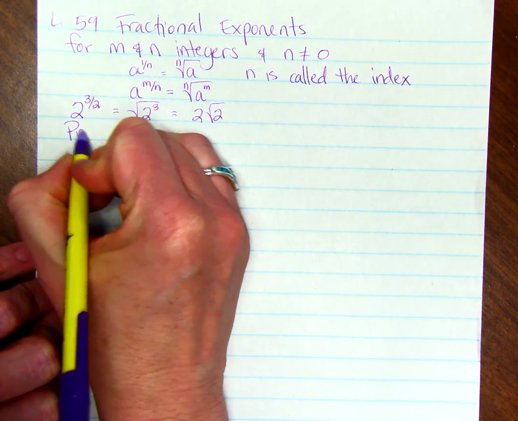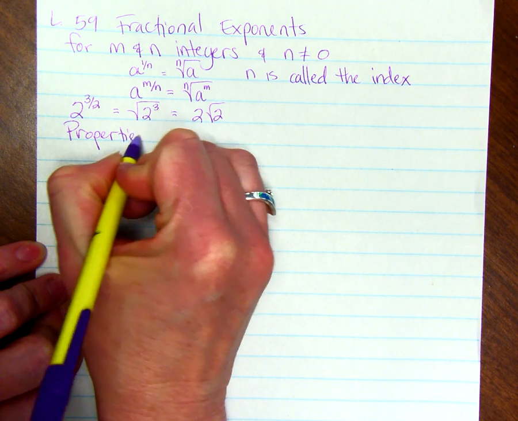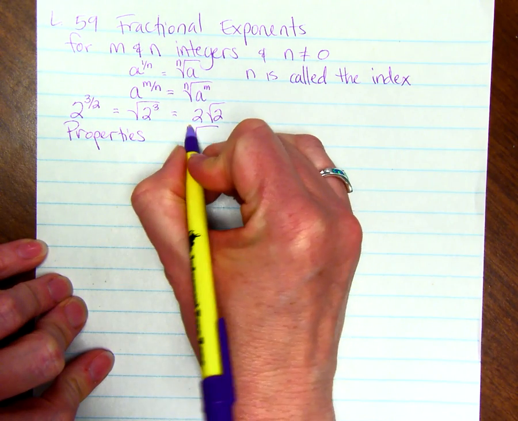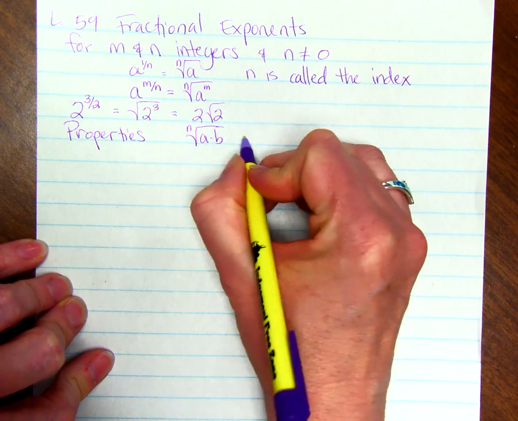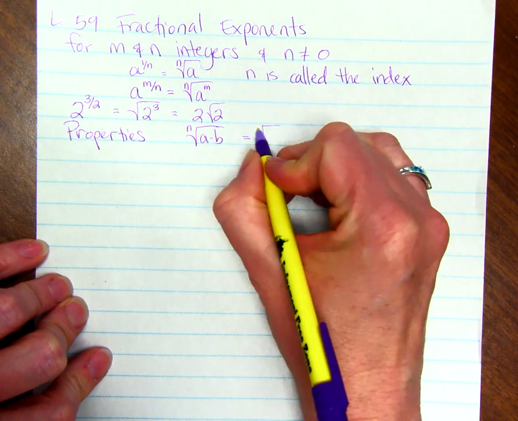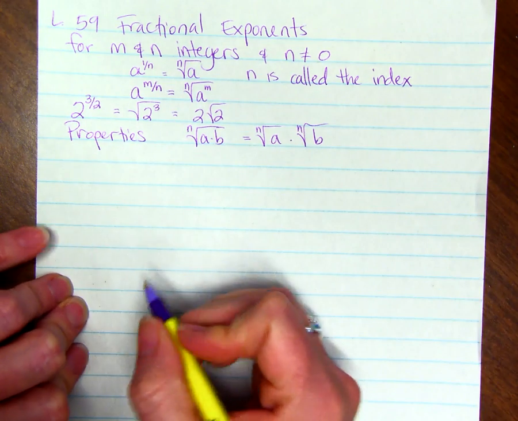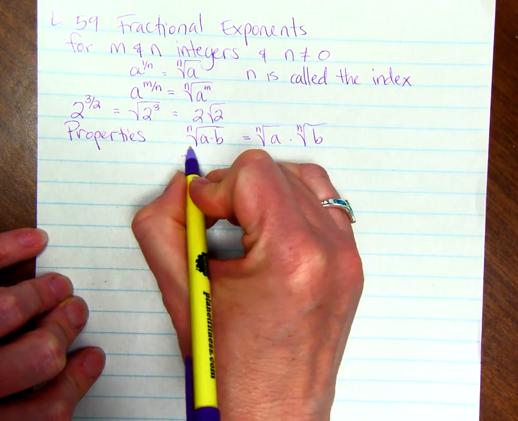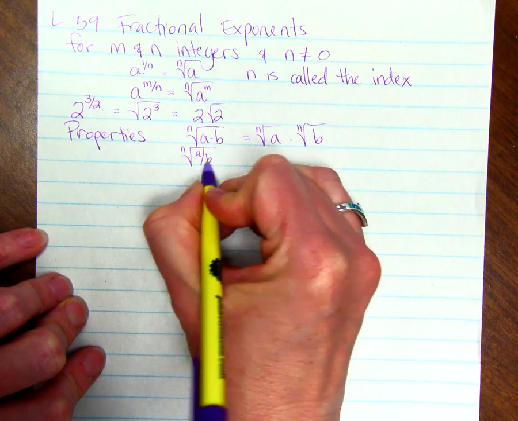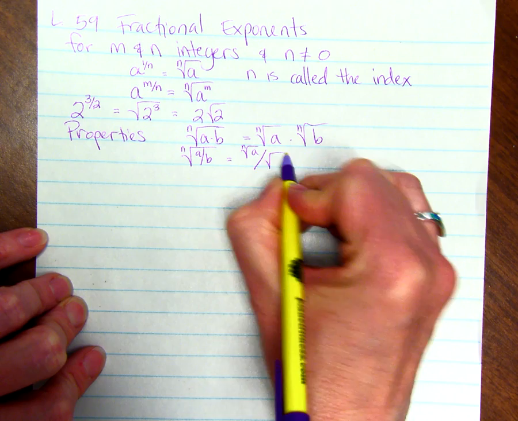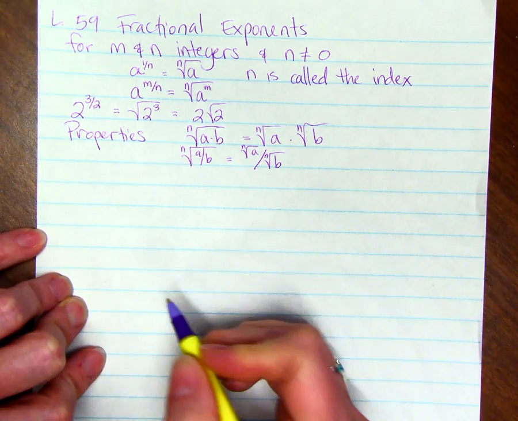Some of the properties of roots: if you have the nth root of a times b, and you already know this, I think, that just equals the nth root of a times the nth root of b. If you have the nth root of a fraction, it's just the nth root of the numerator divided by the nth root of the denominator.